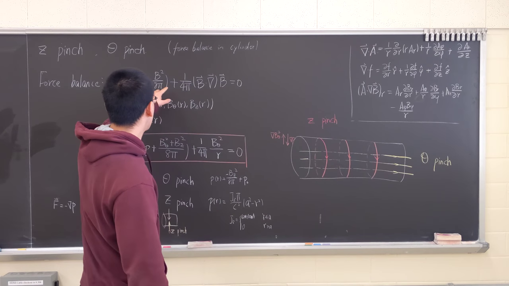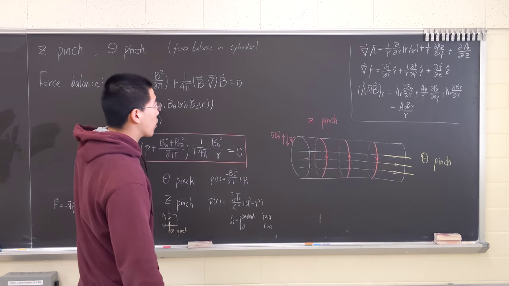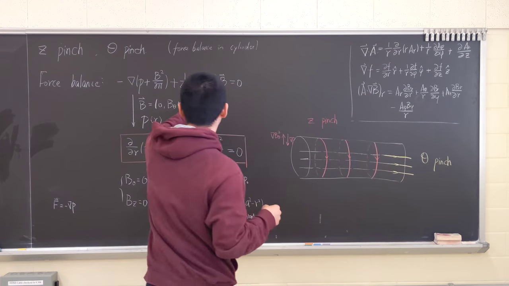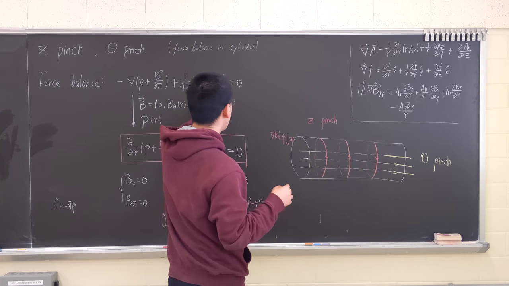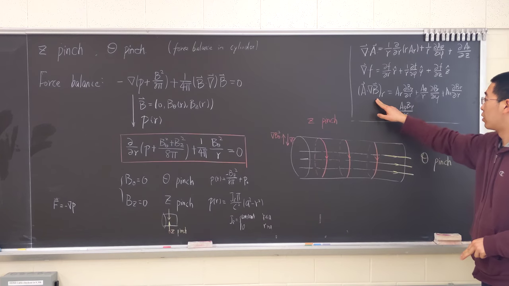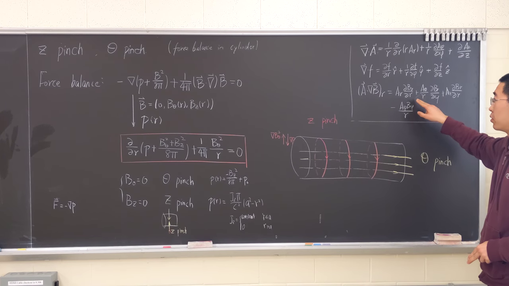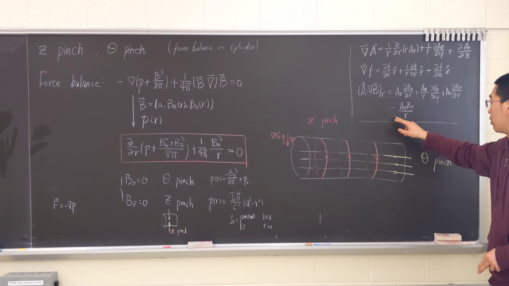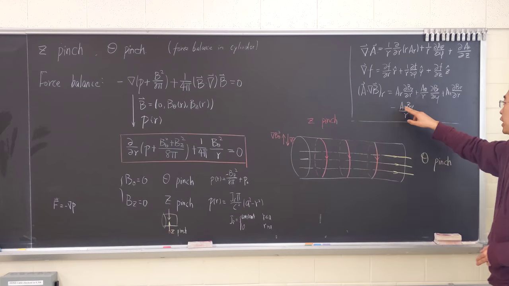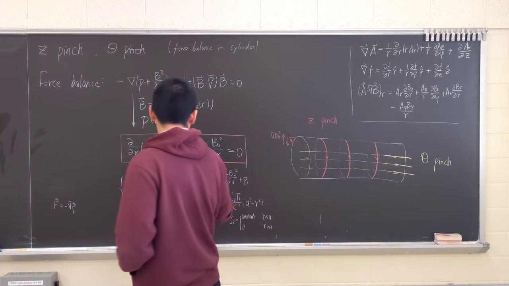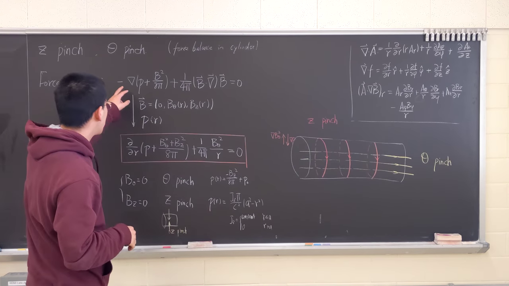So the gradient of P, all of them are dependent on r, so we have this term, and we have this type of shape. We use this, so all of them only depend on r, and we don't have B_r, so we're only left with this term, which for us is a negative B theta squared. So that's what we got.